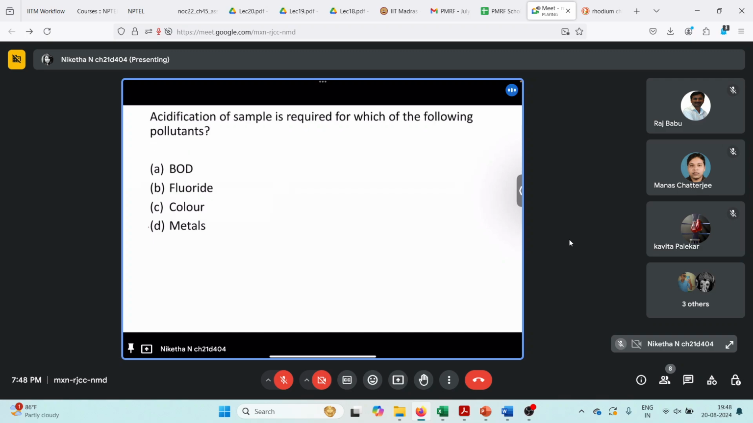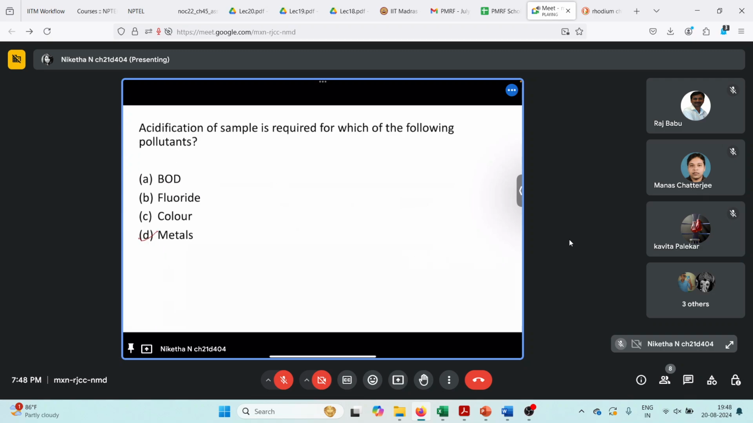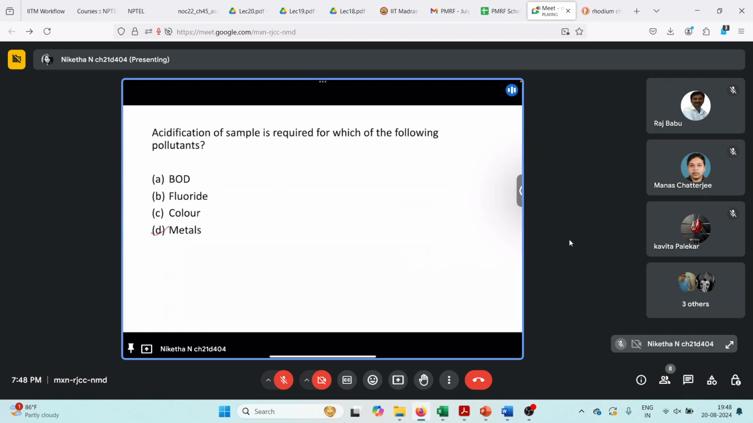The right answer is option D, metals. Generally, they are acidified, and the reason behind this acidification is to extend their shelf life. Acidification will ensure that the sample is preserved for at least 6 months.